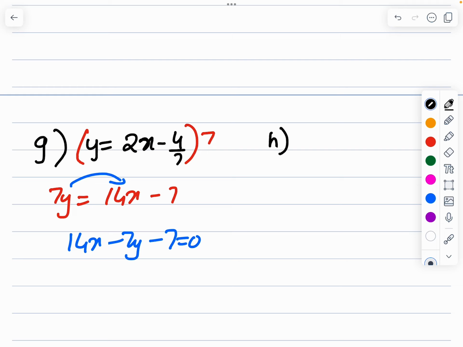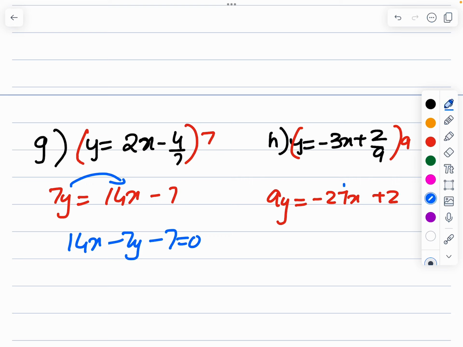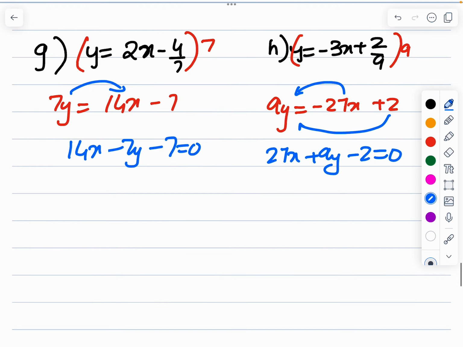Then y equals negative 3x plus 2 upon 9. Multiply by 9 on both sides. 9y equals minus 27x plus 2. x is negative, so 27x you bring this side and 2 to that side. 27x plus 9y minus 2 equals 0.